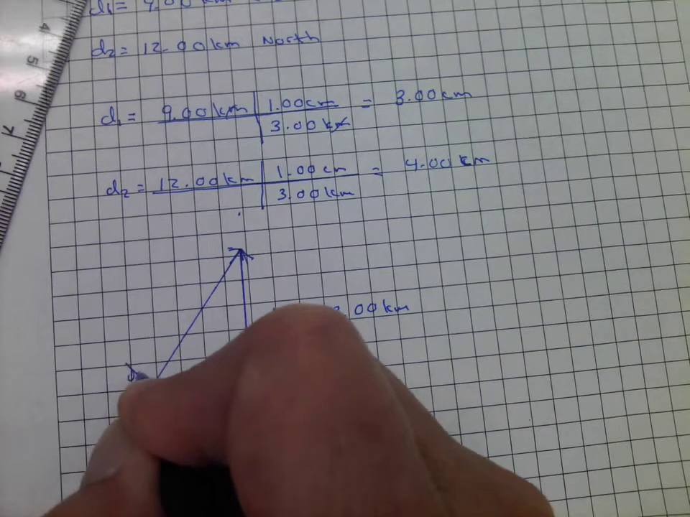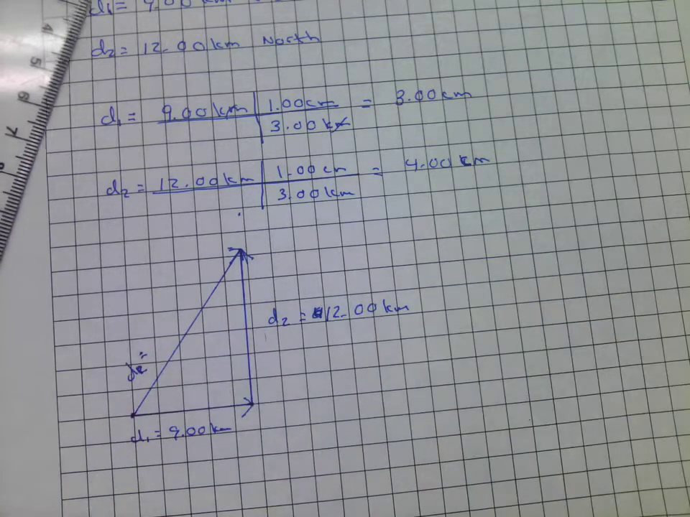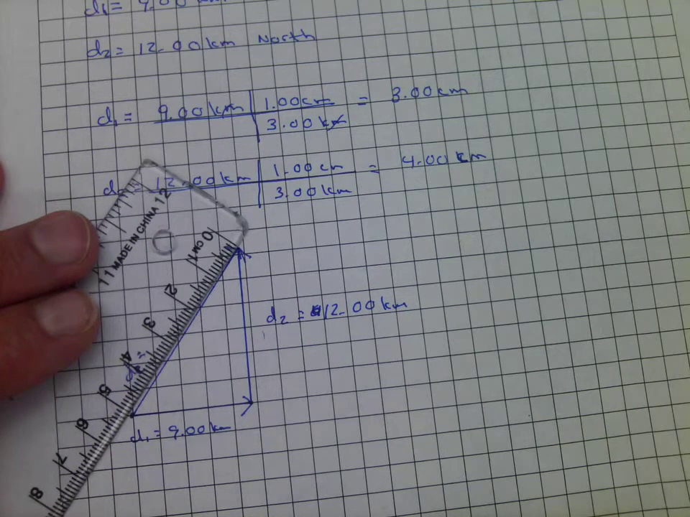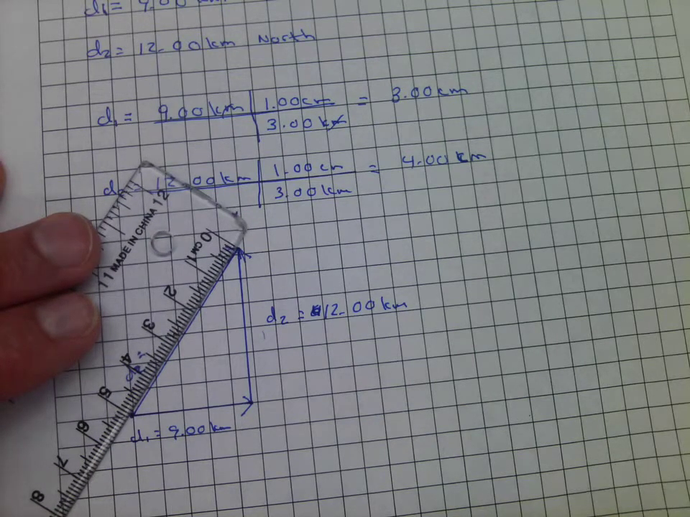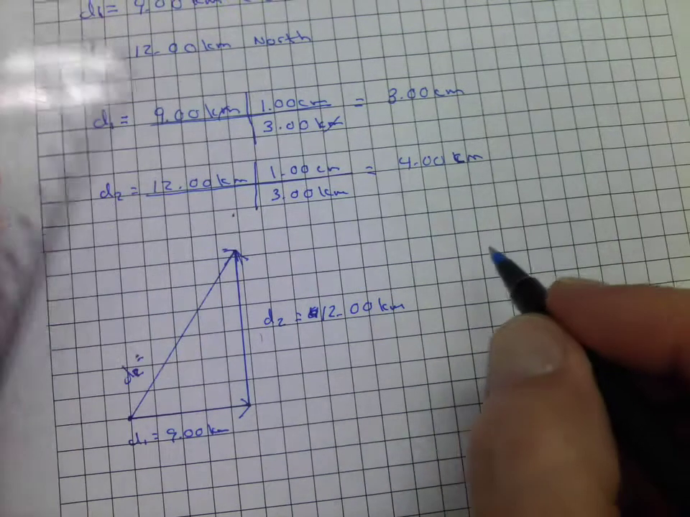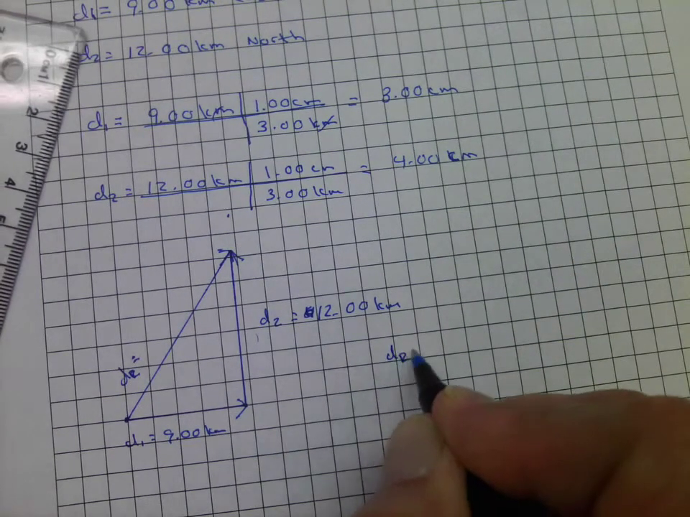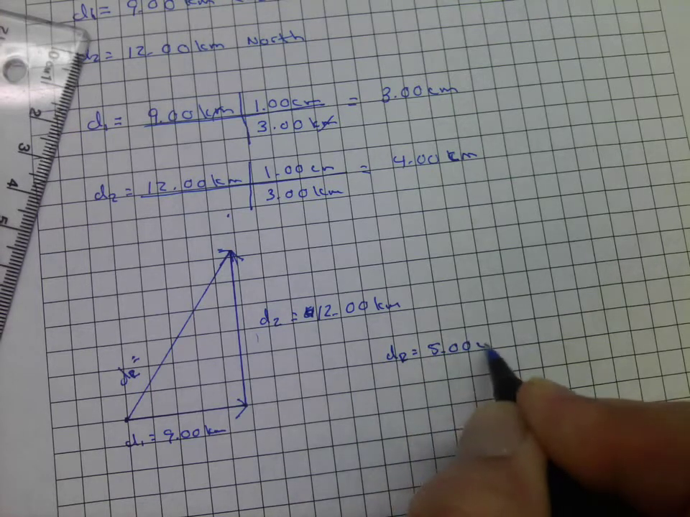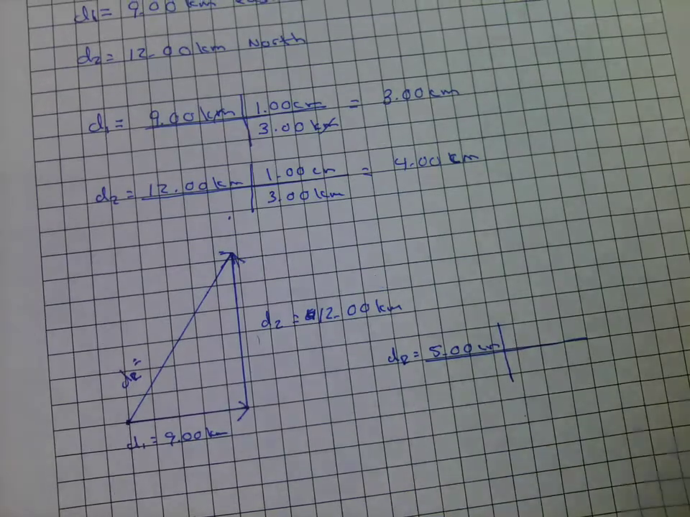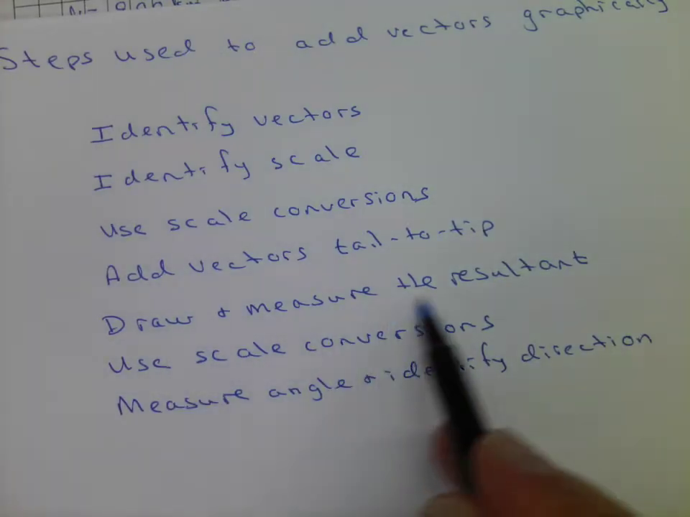So I'm going to say d sub r is my resultant. I need to know what the magnitude of that resultant is, so I'm going to measure it from tail to tip, and it's right on the 5, so I'm going to call that 5.00 centimeters. So my resultant vector is 5.00 centimeters to scale. And now I've drawn and measured the resultant vector.